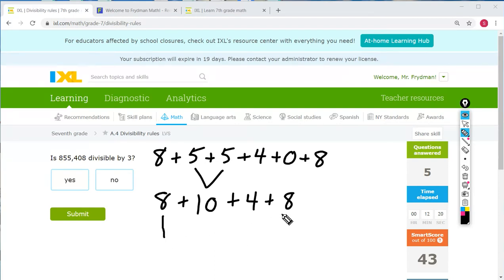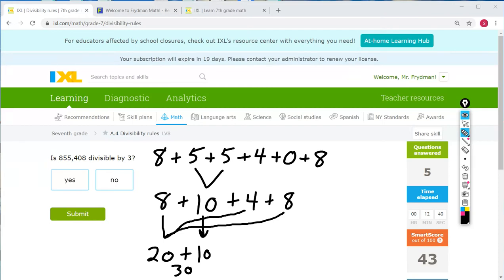Well, actually, I know that 8 plus 8 is 16, and 16 plus 4 is 20. So that was a little bit of mental math. So now we have 20, plus we still have this 10 over here. So our final result, 20 plus 10, that's going to give us 30.